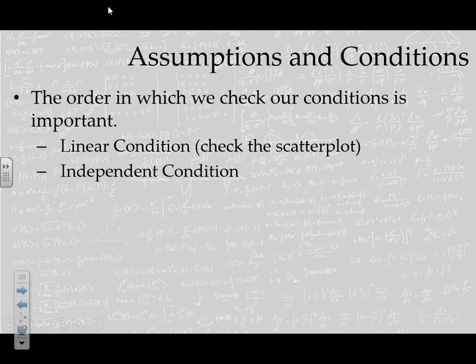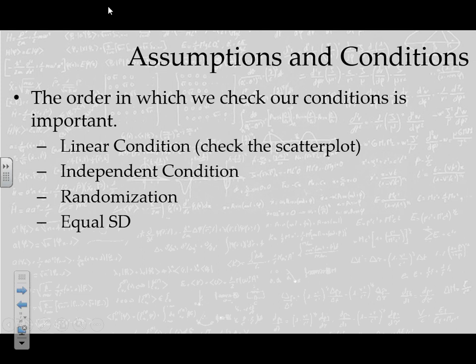So each of the individuals should be independent from one another. They shouldn't have any sort of relationship between them. Now the next two, randomization and equal standard deviation. Okay, so randomization and equal standard deviation.